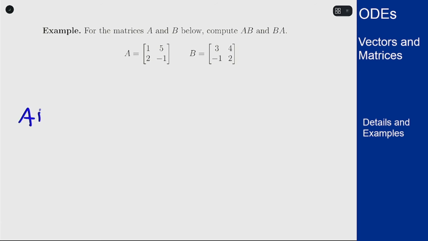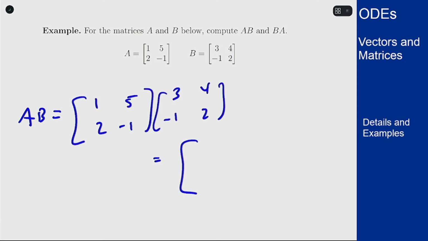So A times B, I'll first rewrite the matrices. And this product should then be row 1 of A times column 1 of B put together. So I'll see 1 times 3 is 3, plus 5 times minus 1 is minus 5. Then row 1 of A, column 2 of B, in the purple spot here: 1 times 4 is 4, plus 5 times 2 is plus 10.